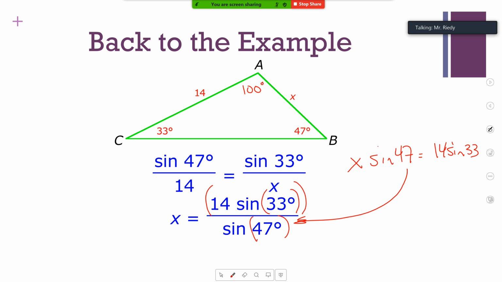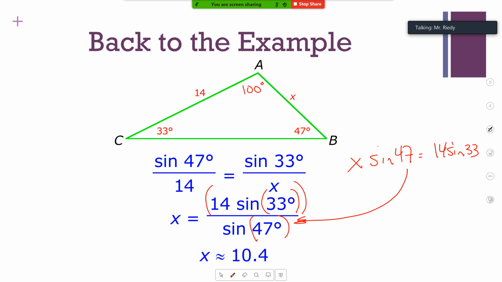Lorenzo, what do you got, buddy? 10.4. I got the same thing. Well done. Does that fit with what Emily helped us with earlier? Yes. It has to be less than 14. 10.4 is less than 14, so I'm convinced that you and I did it correctly, and I also put it in the slideshow that way, so you appear to have gotten the correct answer. Okay. Any questions on that?